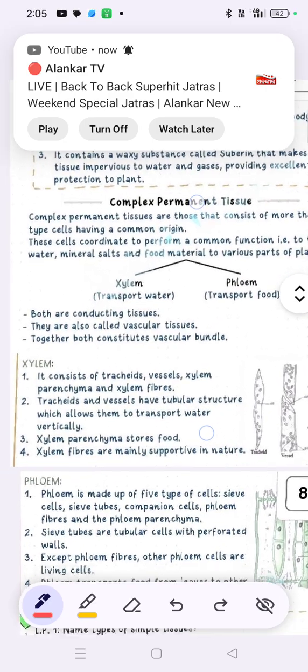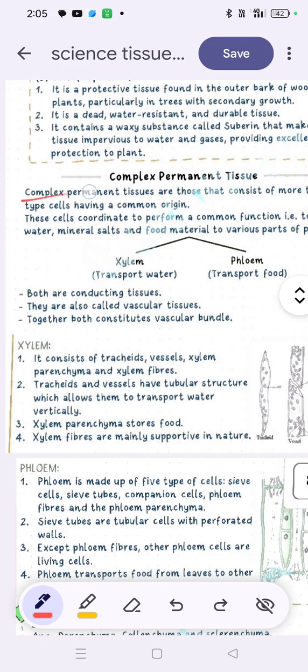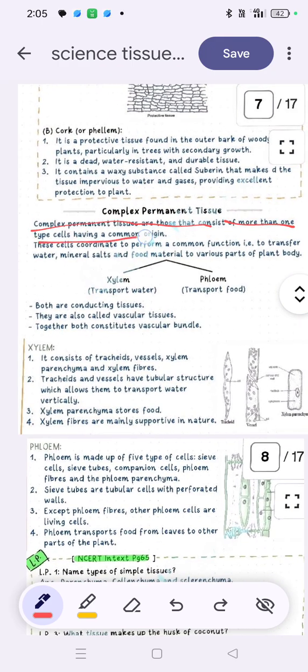Then we go to complex permanent tissue. Complex permanent tissues are those that consist of more than one type of cell and have a common origin. These cells coordinate to perform a common function: to transport minerals, salts and food material to various parts of the plant body. In simple permanent tissue there is one type of cell, but in this there is more than one type of cell.